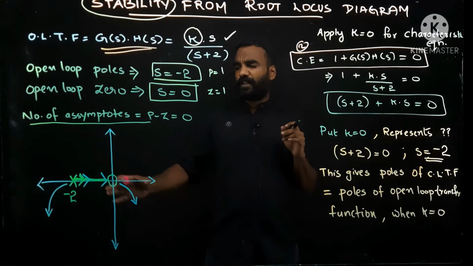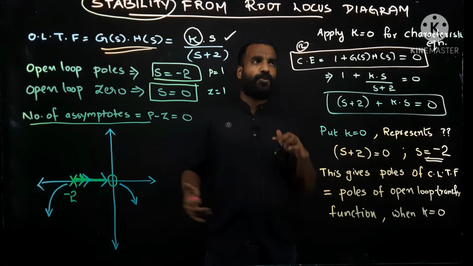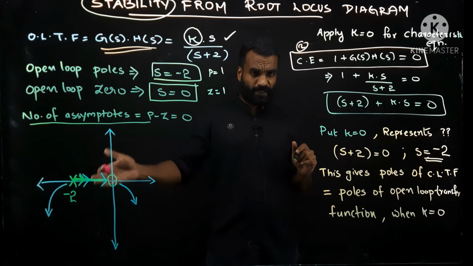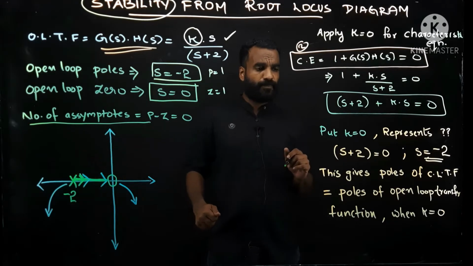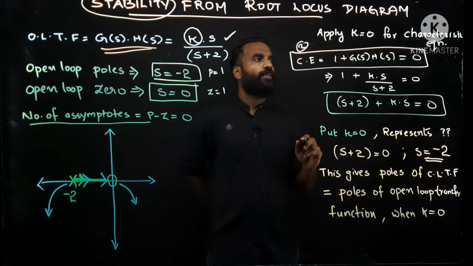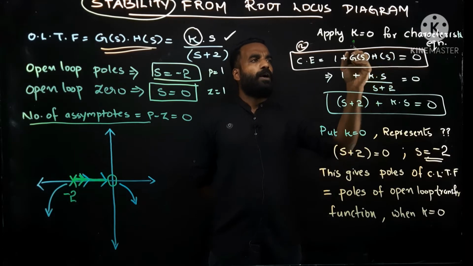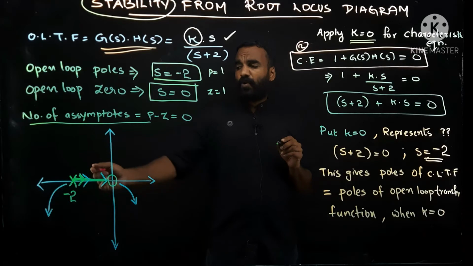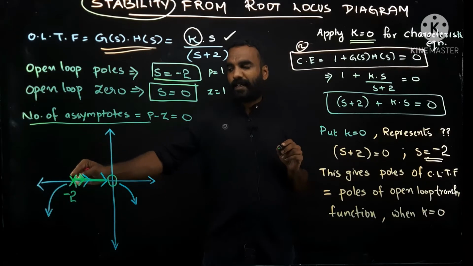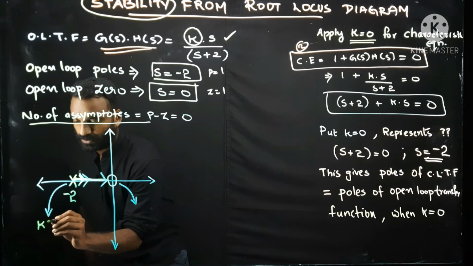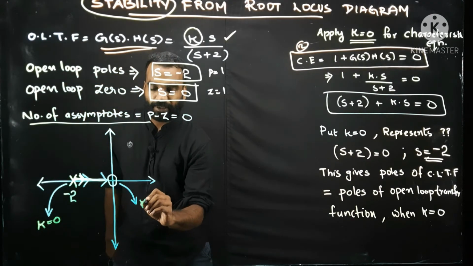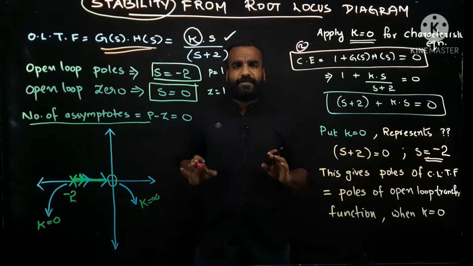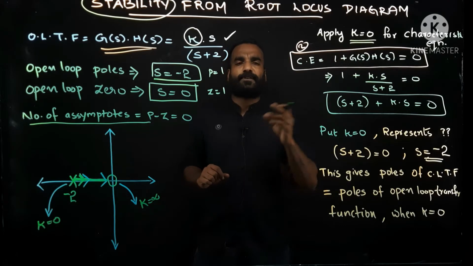So, now we are trying to cross-relate these open loop poles and 0 to the poles of the closed loop transfer function. Then only we can say about the stability of this system. So, first of all, I want to apply k is equal to 0 for the characteristic equation. Why so? Because for all root locus branches, the starting point represents k is equal to 0. I will prove it. And ending points represent k is equal to infinity.